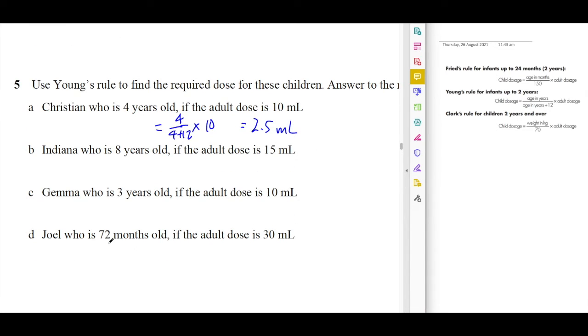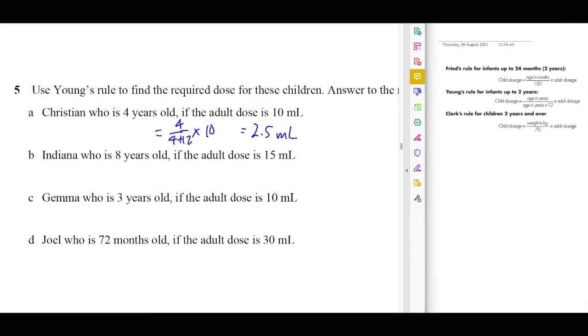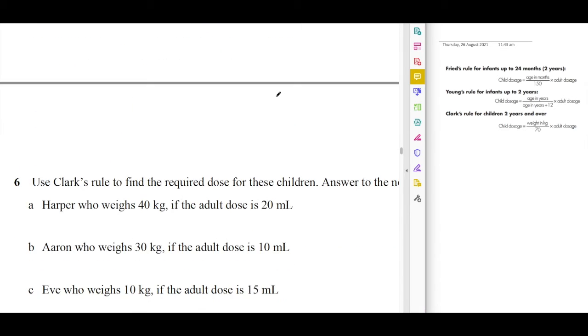And for question 5D, just do not use 72 in here because it's age in years. You've got to convert this to years. So you have to divide it by 12 to convert it to years. That's equal to 6. So don't get tricked by that.